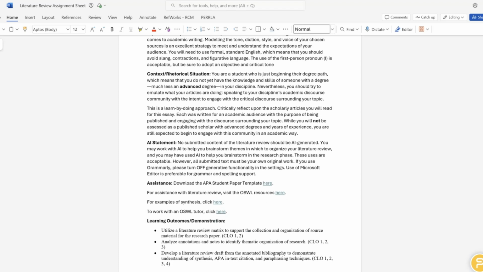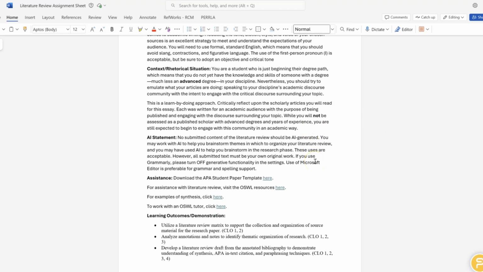We've talked about it a few times, but I do want to reiterate, we understand that you are a student who is just beginning their degree path. You do not have a bachelor's degree, a master's, or maybe even a PhD like the researchers you are reading. Meaning we know that your scholarly sources are written by people with highly advanced degrees who have been studying this for a long, long, long time. You have not. So we don't expect you to be as diligent or as credentialed as they are.